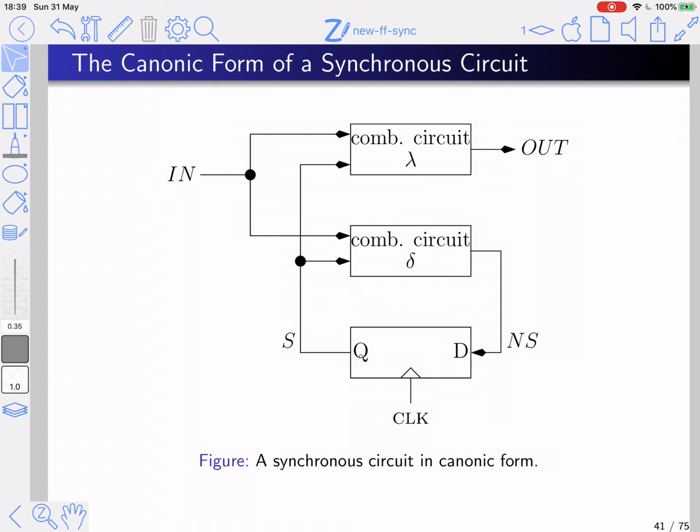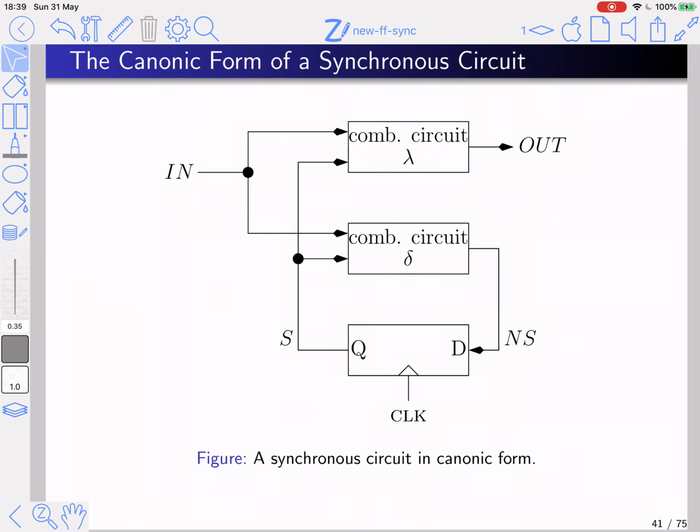These are the global inputs. These are the outputs of the flip-flops, which feed both the circuit that computes the next state and the circuit that computes the output. We denote the circuit which computes the output by lambda, and the circuit that computes the next state by delta. So, what I want to emphasize is that any synchronous circuit can be rearranged to look like this, to have three parts: the combinational part that computes the output, the combinational part that computes the next state, and all the flip-flops.